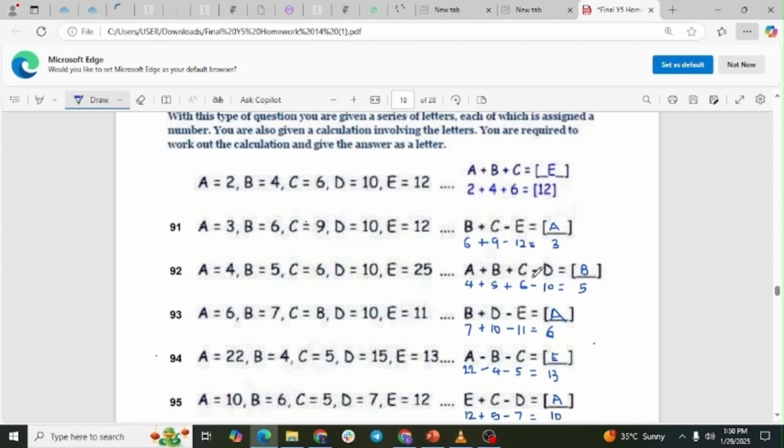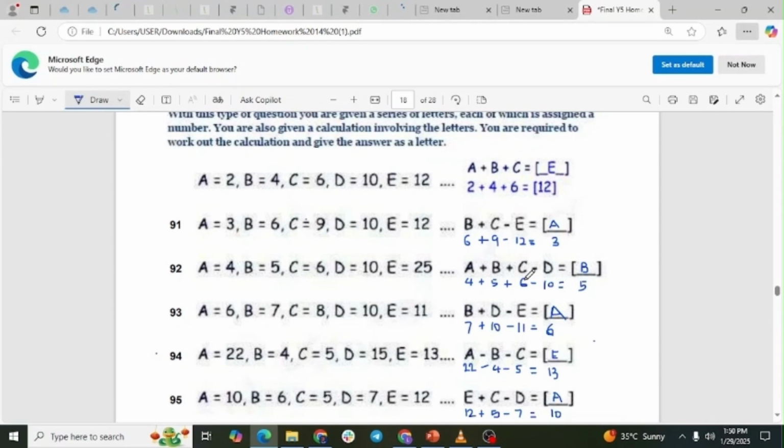Explanation. Substitute the values. 4 plus 5 plus 6 minus 10 equals 5. The result corresponds to B equals 5. Question 93. Calculation. B plus D minus E equals? Where B equals 7, D equals 10, E equals 11.